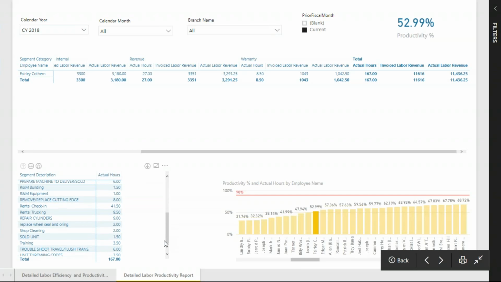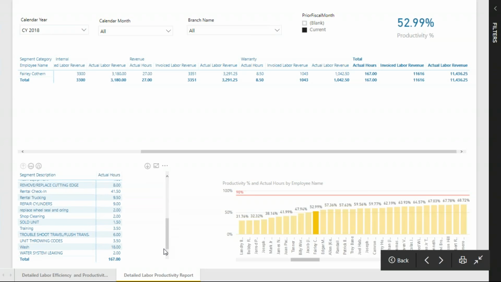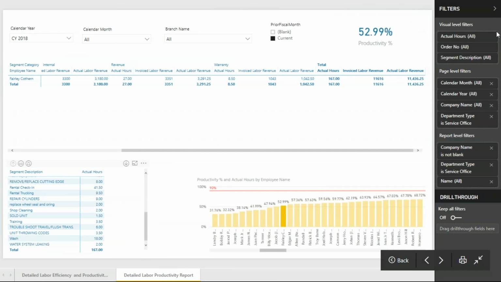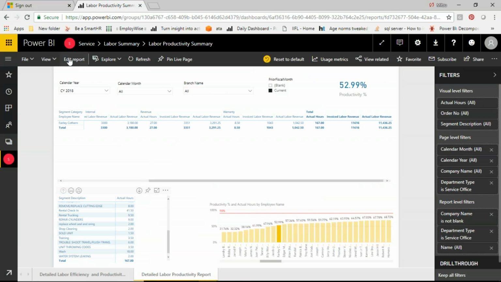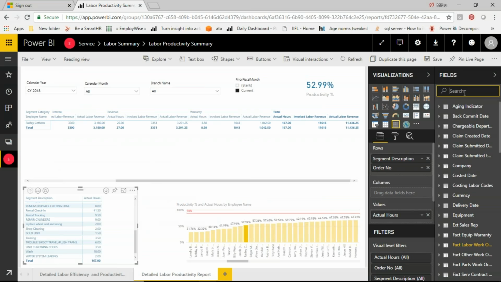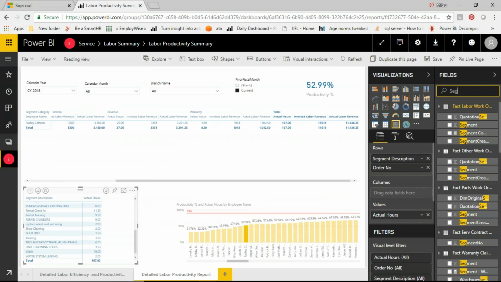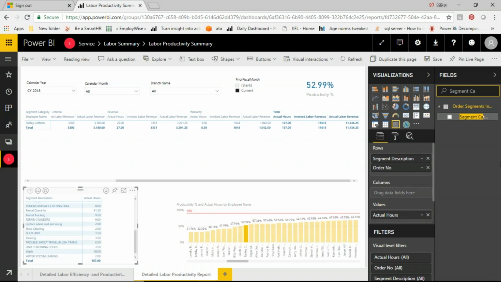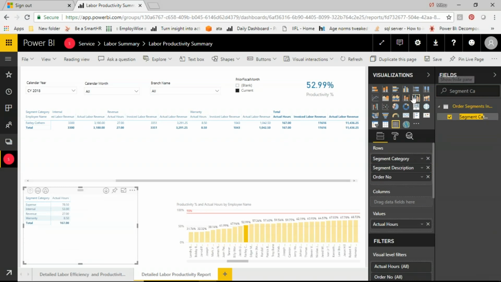More points, rental check-ins, shop cleaning. He spent so many hours on rental check-in, 18 hours on wash. Sounds like it's a wash bay rental guy. We can make that better. So those would be two that I was in particular thinking of, rental check-in and wash. Both are internal work orders that are billed to rental.